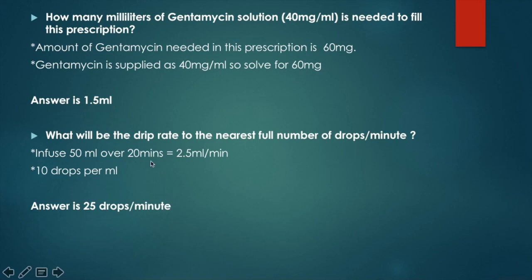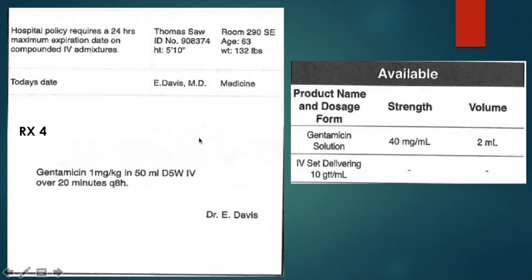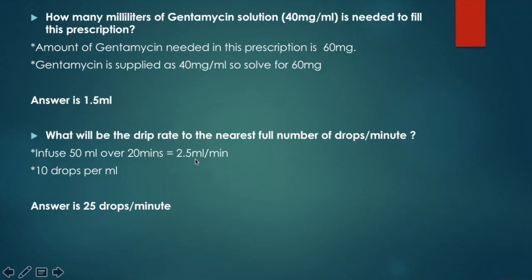Now, what would be the drip rate to the nearest full number? Once again, you go back, you take 50 mLs to be given over 20 minutes. You don't care about the every 8 hours. You're only giving the bag for 20 minutes. The every 8 hours is just how often you give the bag. But how long do you give the bag? That's over 20 minutes. You do the math, you get 25 drops per minute.